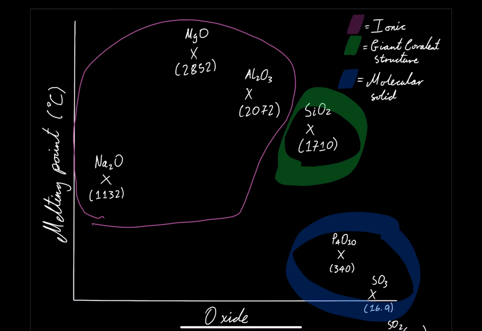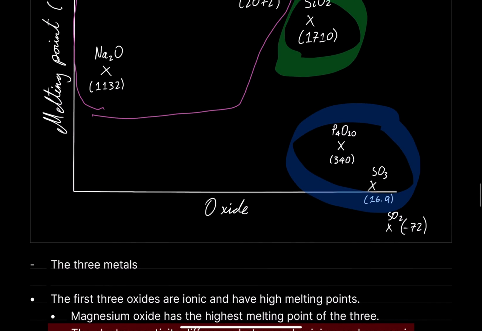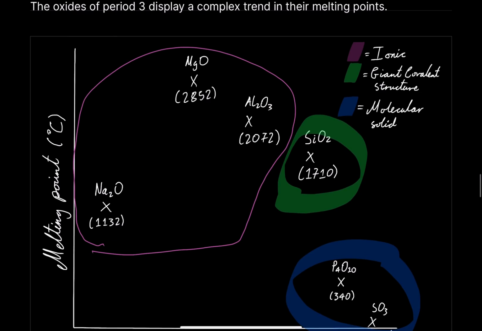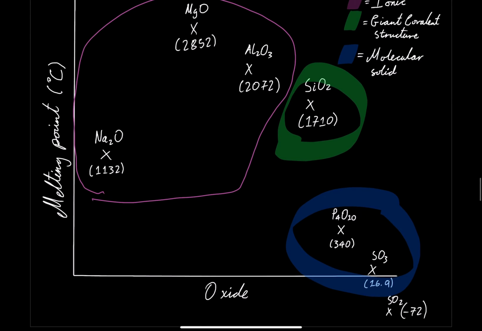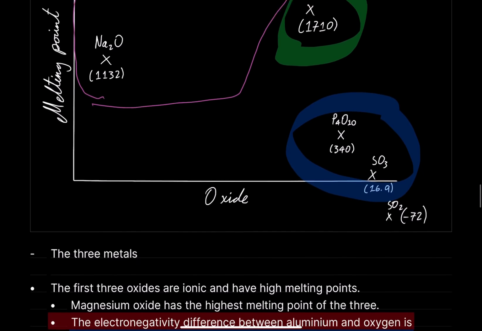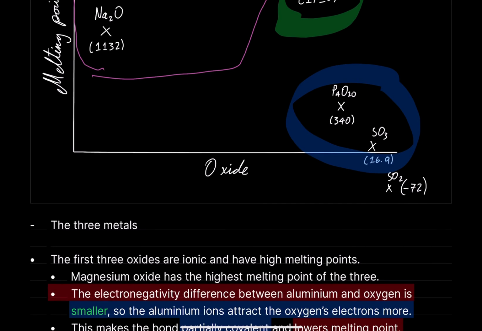But that's explained because it has a giant covalent structure. But P4O10 and SO3 both have simple molecular covalent structures, or they're just simple molecular solids. So why is it that P4O10 and SO3 have different melting points?